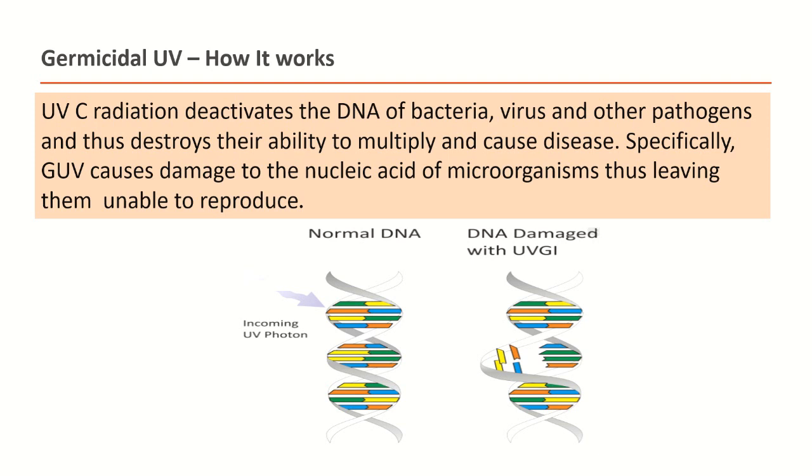How does UVC work for killing bacteria or viruses? The UV rays directly affect the nucleic acid of a microorganism, which is present in the DNA or the RNA of the bacteria or virus, and thus make them inactive. This damage to the nucleic acid destroys their ability to multiply and cause diseases further.